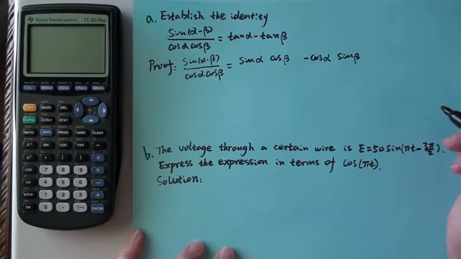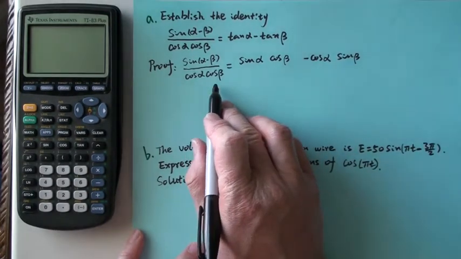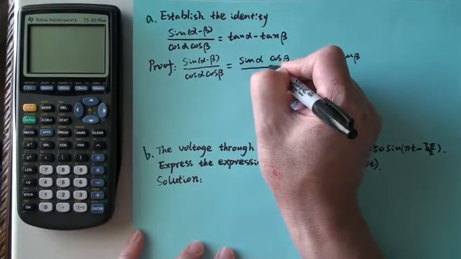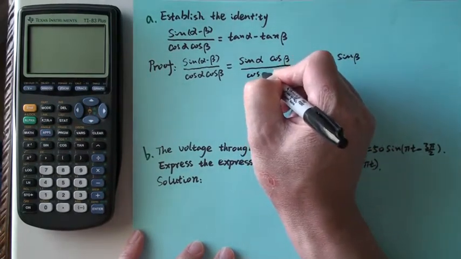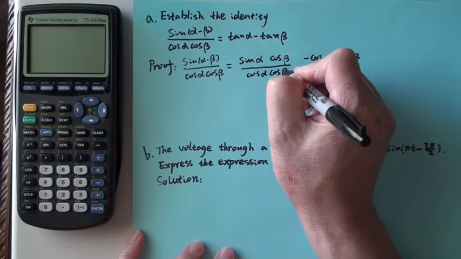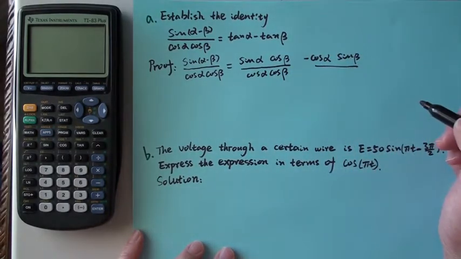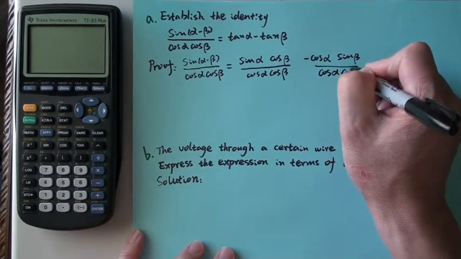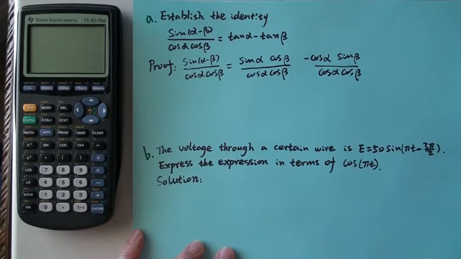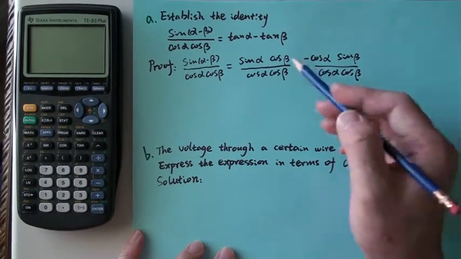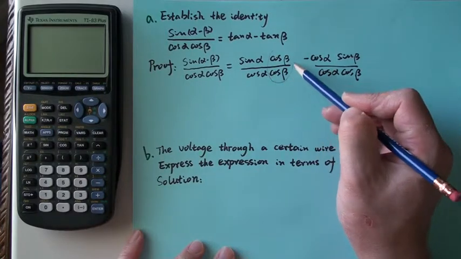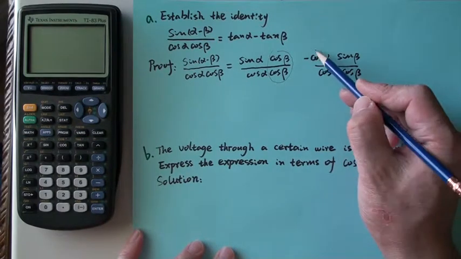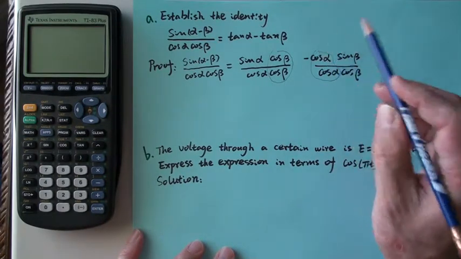Now divided by cosine alpha cosine beta. Basically each value needs to be divided by cosine alpha cosine beta. That's the distributive property. Up to this far you can do the cancellations. Cosine beta upstairs and downstairs, cosine alpha upstairs and downstairs.